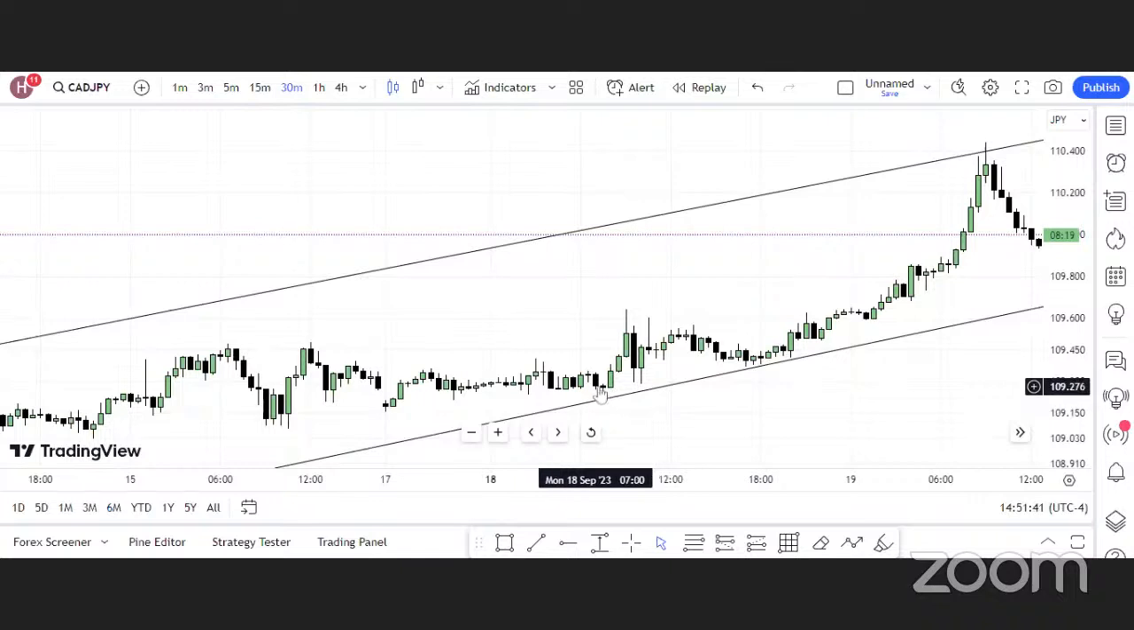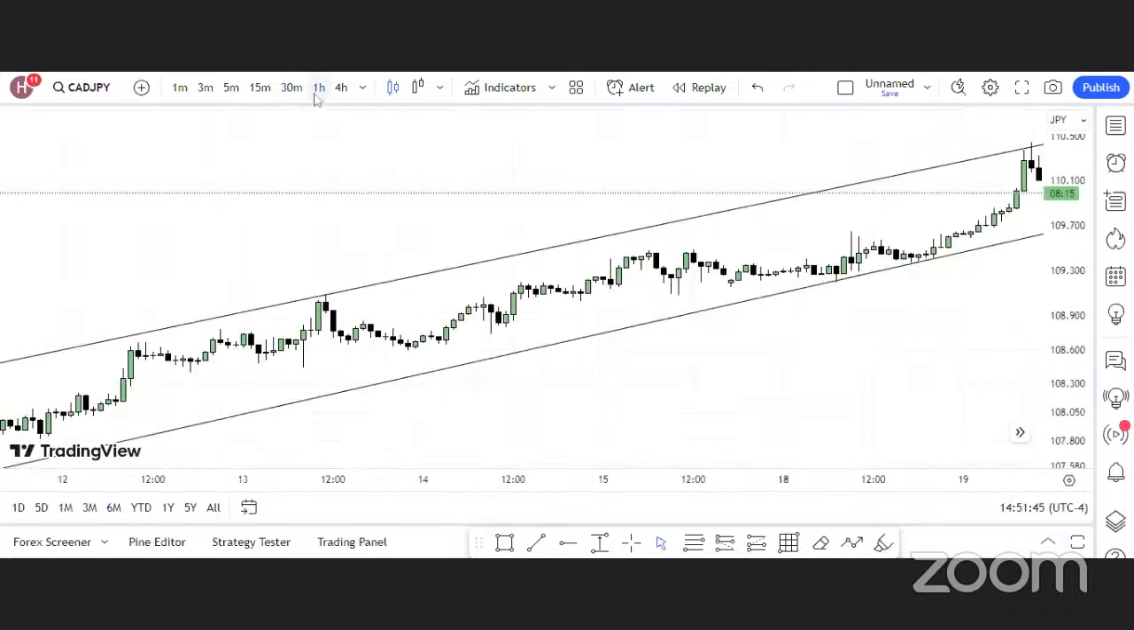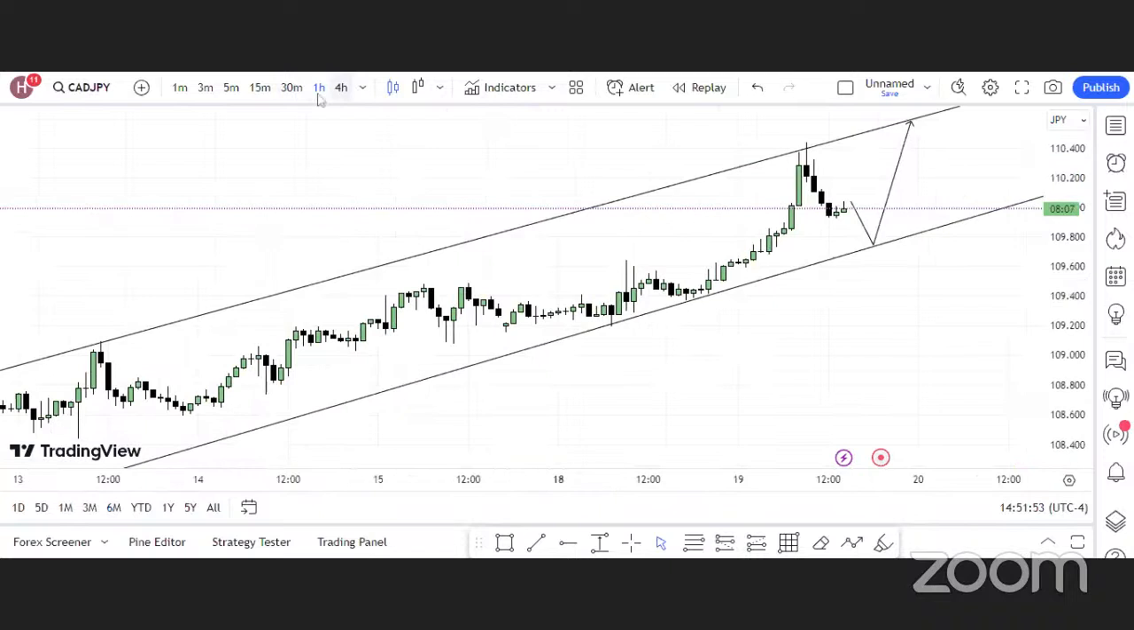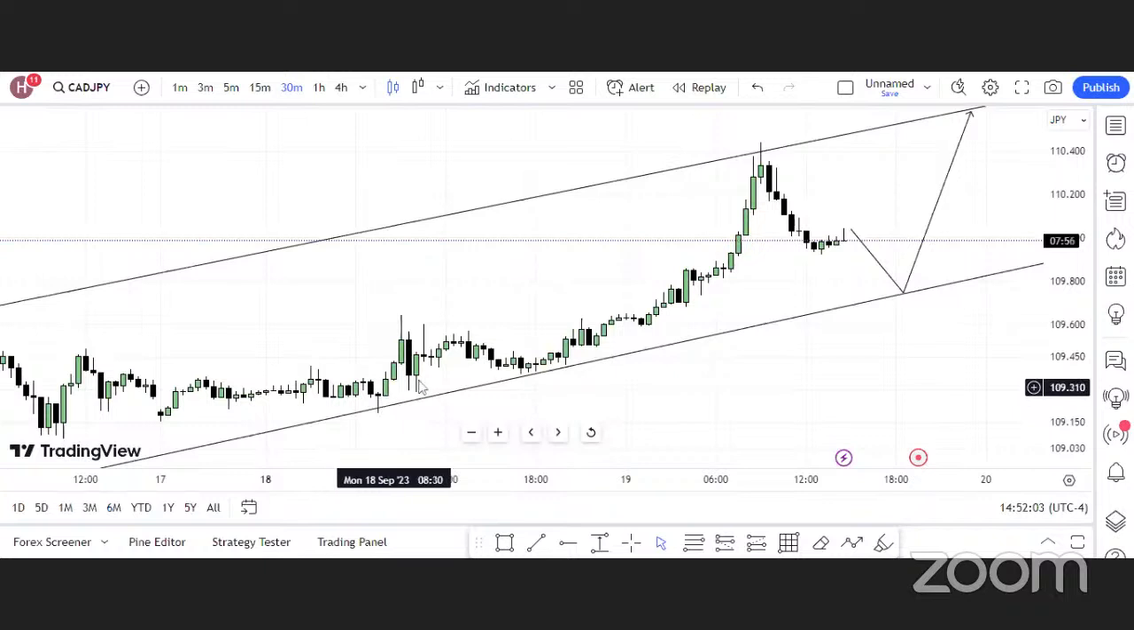This is a good confirmation because we drew our channel, our support and resistance channel, our trend lines, on the higher time frame, and then we went all the way to the lower time frame, and it was touching the lower trend line. This is a confirmation that this market is going to continue to the upside. So this is very important.